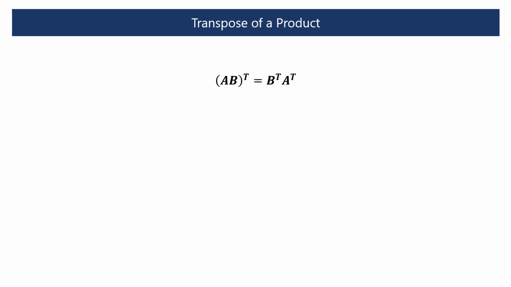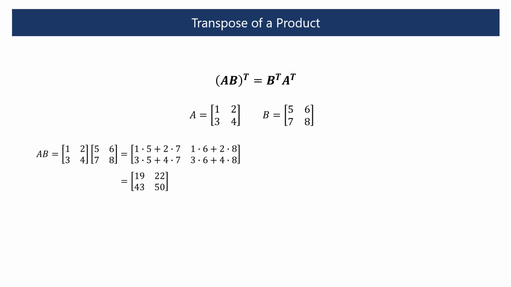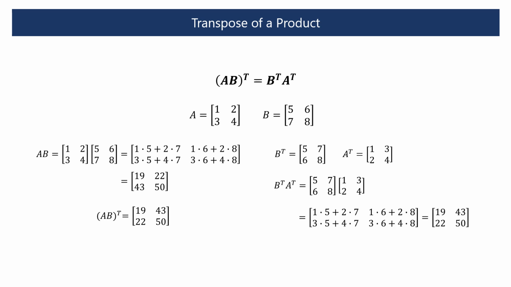Let's go on to the next property. The transpose of the product of two matrices is equal to the product of their transposes in reverse order, for any matrices A and B where the product AB is defined. Let's consider these matrices A and B. The product of A and B can be computed in this way. So, the transpose of AB is this matrix. Next, compute the product of B's transpose and A's transpose. So, the product of B's transpose and A's transpose is this matrix. As we can see, the transpose of the product of two matrices is equal to the product of their transposes in reverse order.